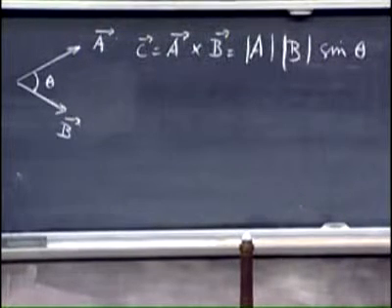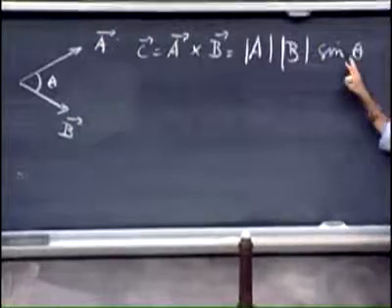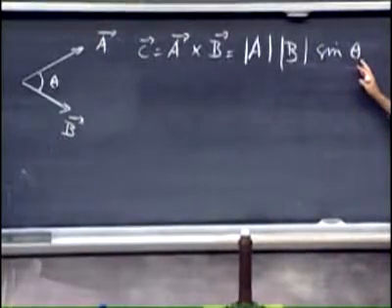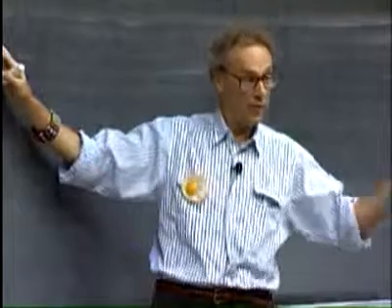So you can already immediately see that this will be 0 if theta is either 0 degrees or 180 degrees, whereas the dot product was 0 when the angle between them was 90 degrees.